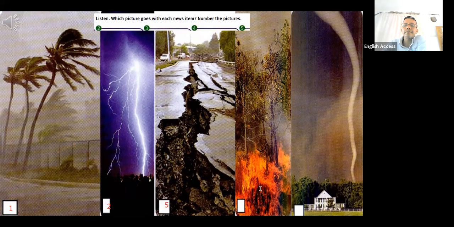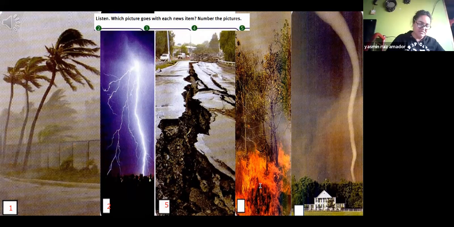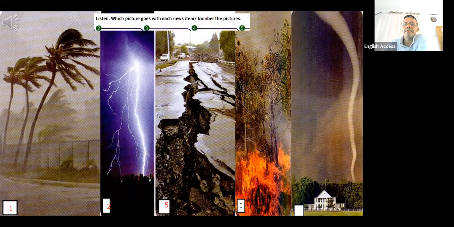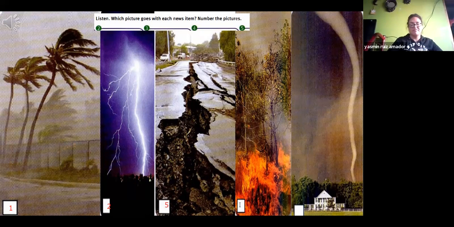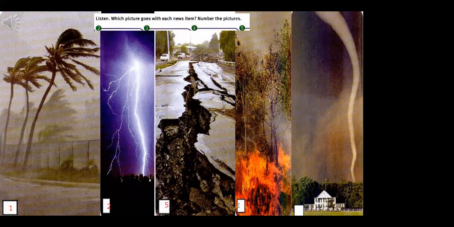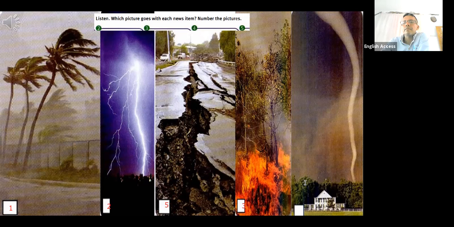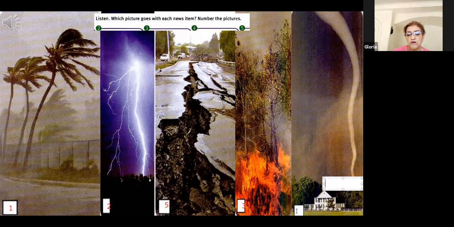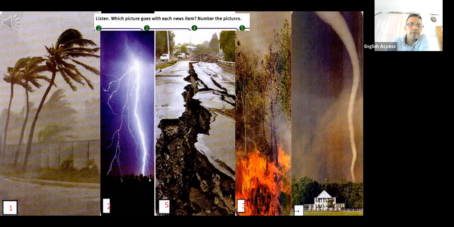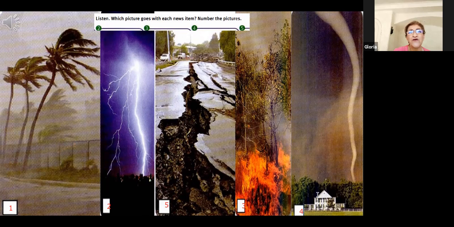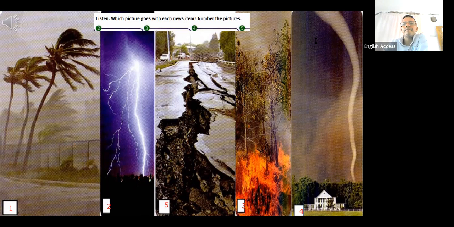It's wildfires. Yeah. What number is that? Lucia? 3. Number 3. Gloria, what is the last picture? Here, what is this? 4, teacher. What is that? What kind of natural disaster? It's tornado. How do you say tornado? It's a tornado. Tornado.